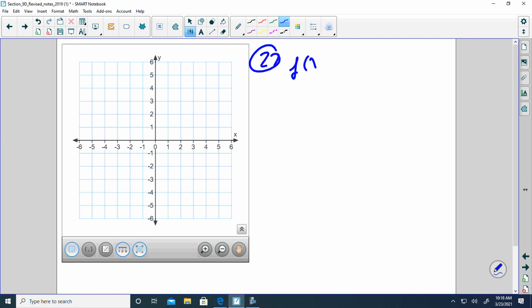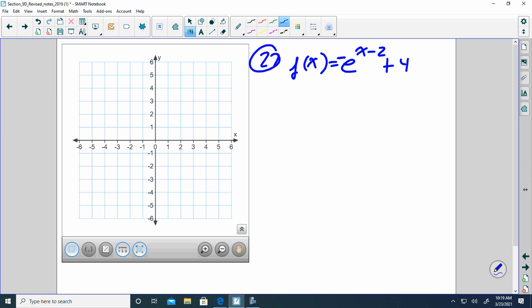F of x is equal to negative e to the x minus 2 plus 4. Okay, so there's a couple things that you have to realize. If I had e raised to the 0 power, that would be 1. E to the 0 is 1. Does that make sense?